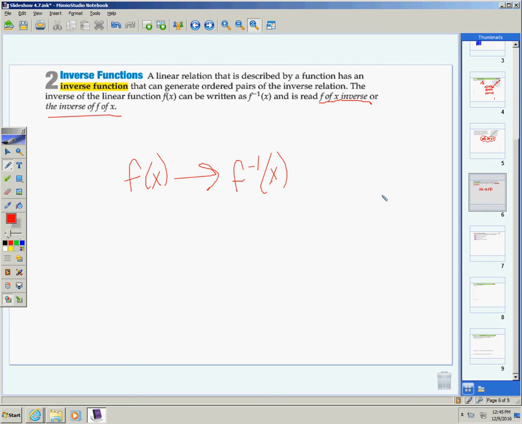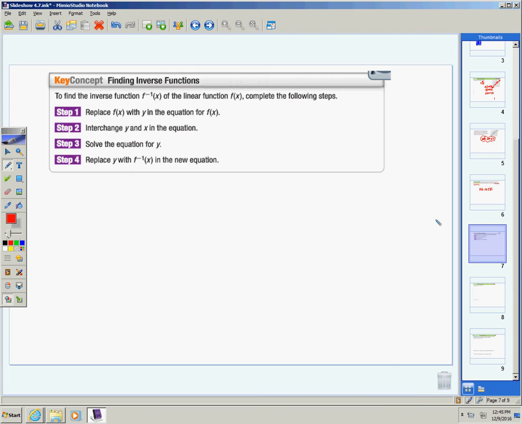And the way we can find the inverse function, it's kind of the same idea. The first thing we do is we replace f of x with y, because we've talked about how f of x is the same thing as y. And then in the equation, we're going to interchange or switch x and y in the equation. Then we're going to solve it for y. And then we're just going to replace y with the inverse of f of x in the new equation. So it's the same thing. We're just doing it with the equation now instead of points.